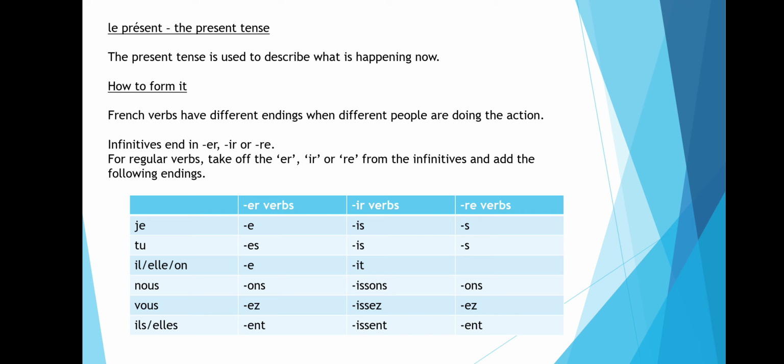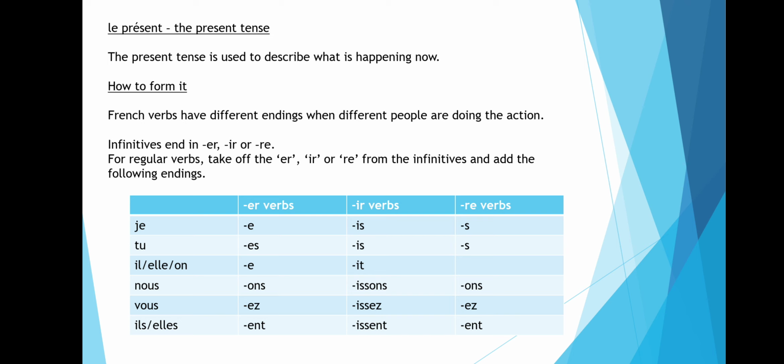For er verbs, add e for je, es for tu, e for il, elle, on, ons for nous, ez for vous, and ent for ils, elles. For ir verbs, add is to je, is to tu, it to il, elle, on, issons to nous, issez to vous, and issent to ils, elles.